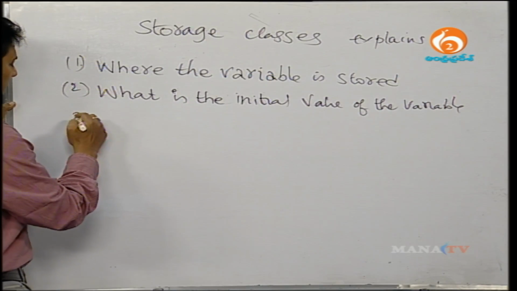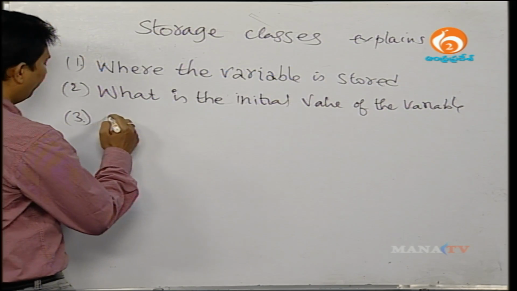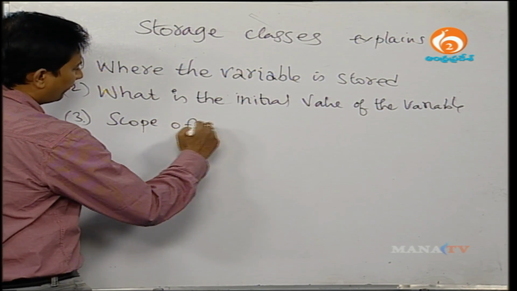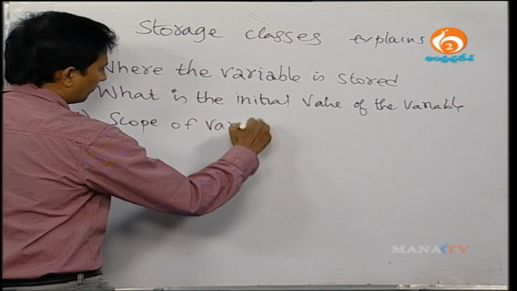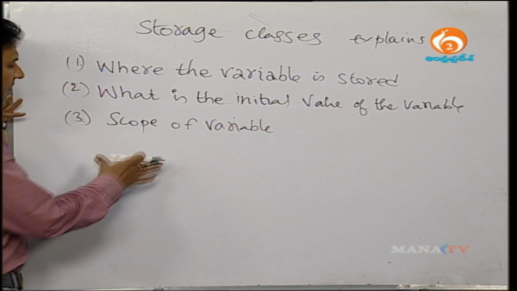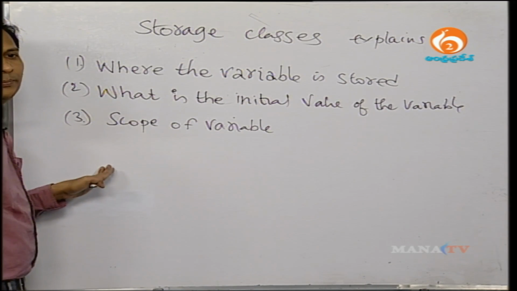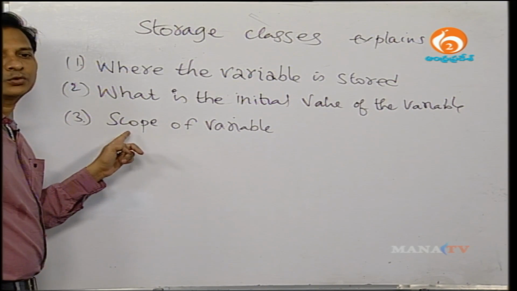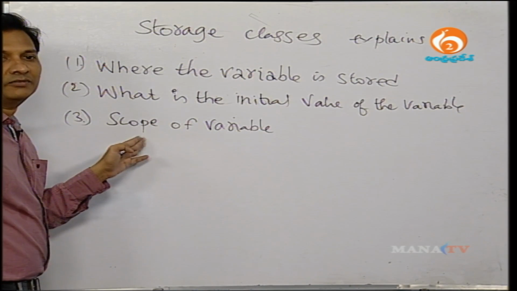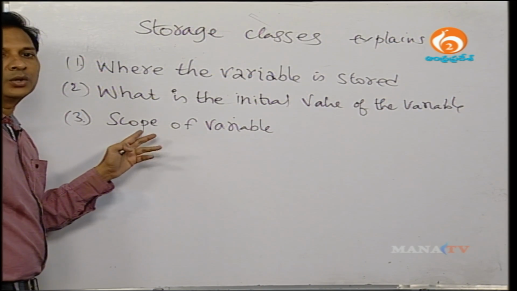Third point, what is the scope of the variable? It means how long the variable is visible throughout the program. That means how long the variable can be accessed in the program. That is the meaning of the scope of the variable.